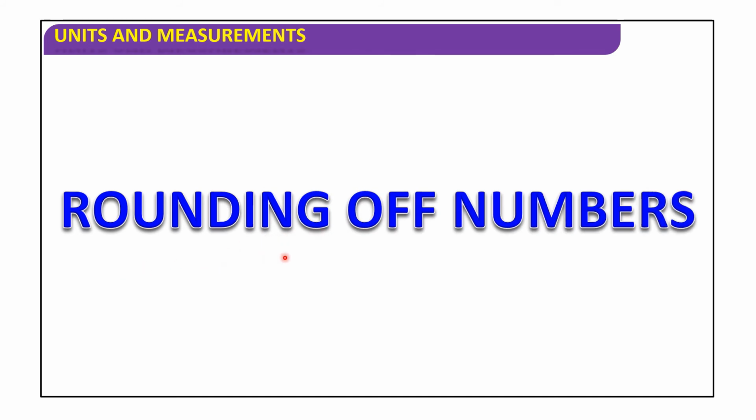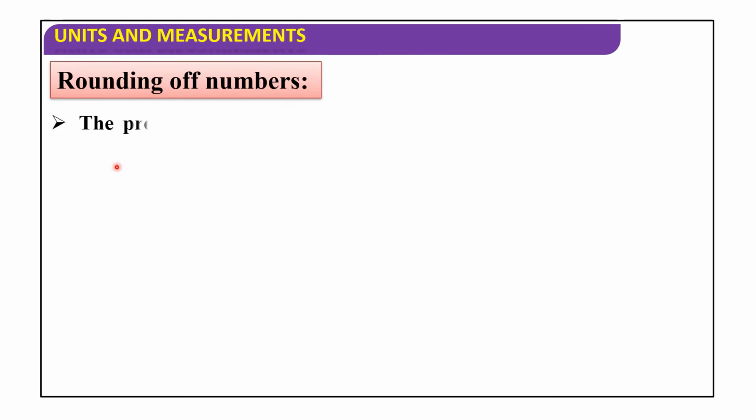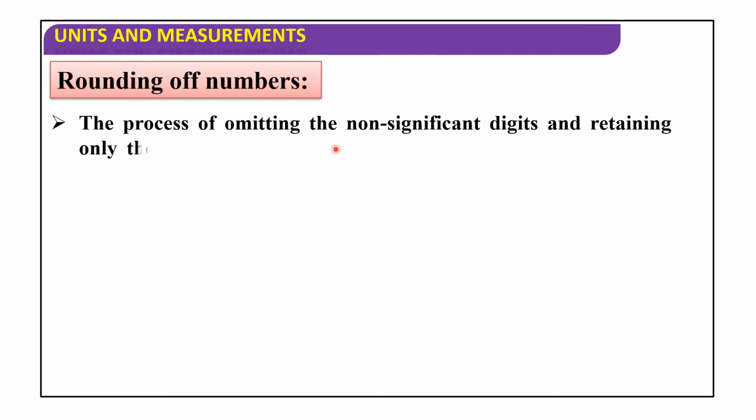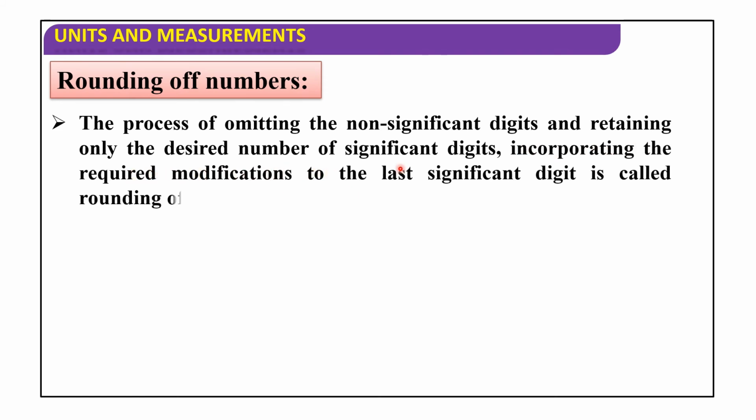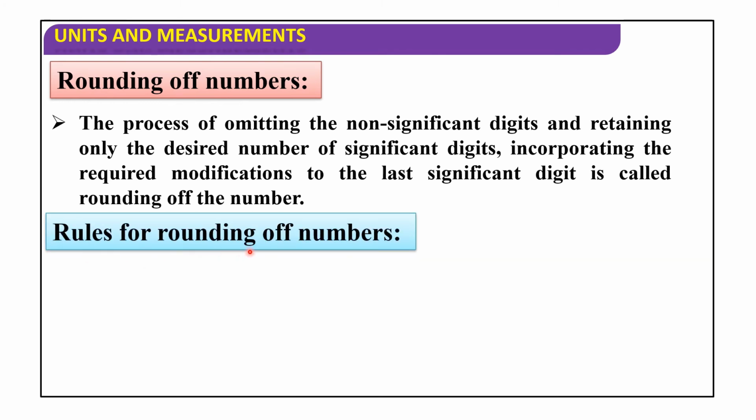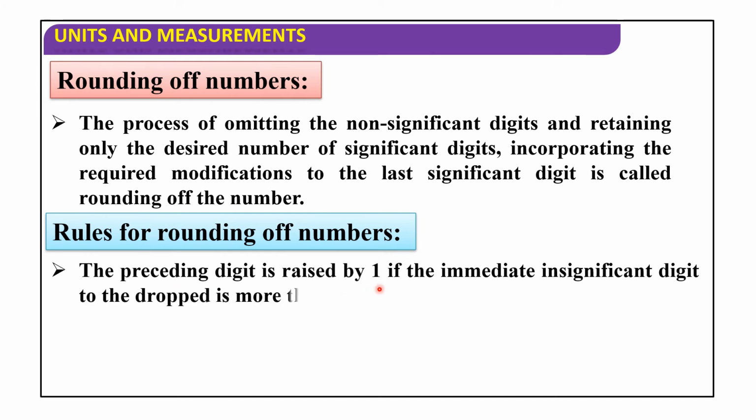Now I'll discuss rounding of numbers. The process of omitting the non-significant digits and retaining only the desired number of significant digits, incorporating the required modifications to the last significant digit, is called rounding of the number. Now I'll discuss the rules for rounding of numbers. The preceding digit is raised by 1 if the immediate insignificant digit to be dropped is more than 5.